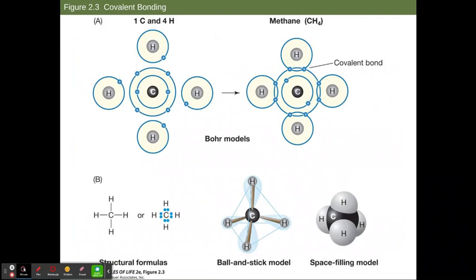In this case, we have methane gas, and it is sharing an electron with 4 separate hydrogen atoms. So this is the Bohr model, like we talked about in lesson 2.1. We have our structural formulas down here, the ball and stick model, and then the space filling model as well. Again, these are all different interpretations of the same basic thing that's happening.